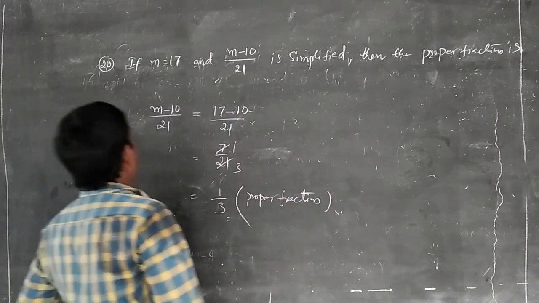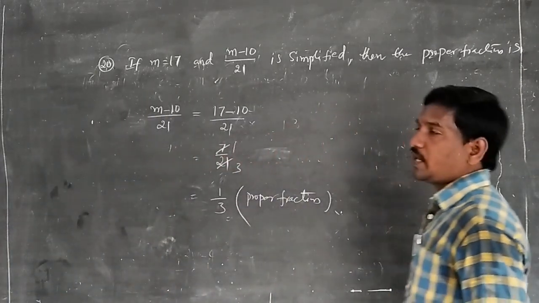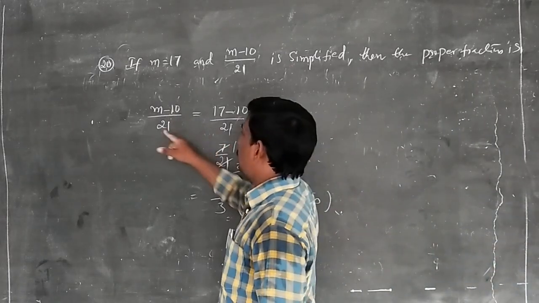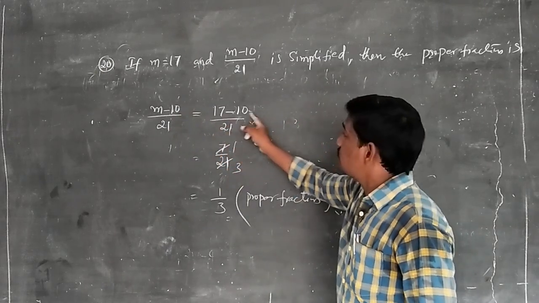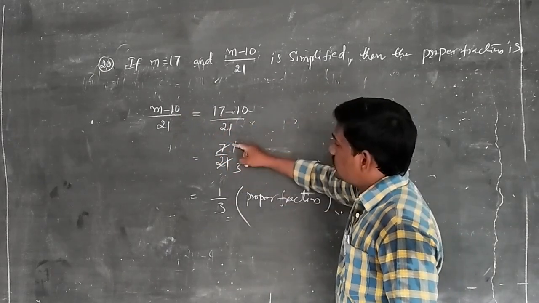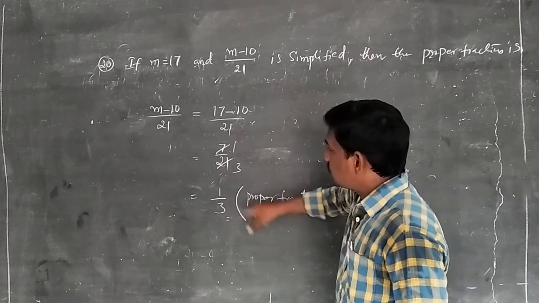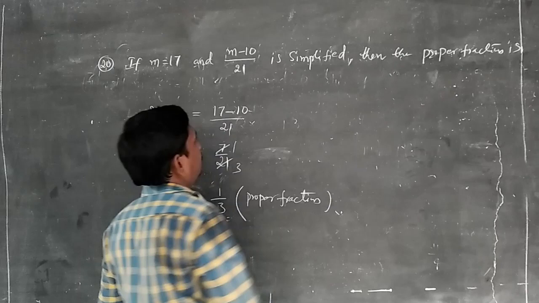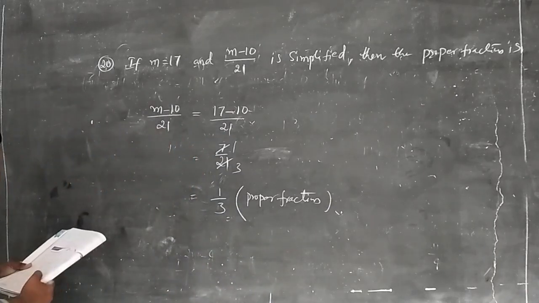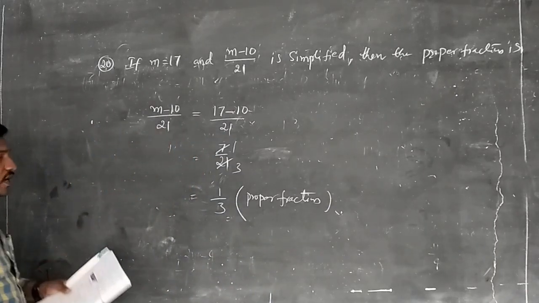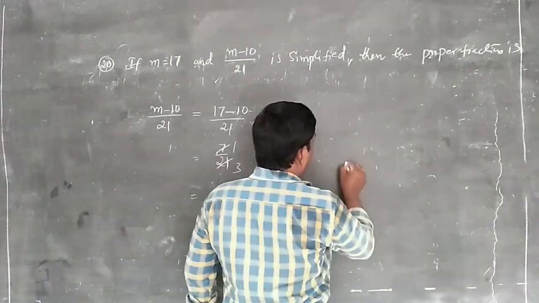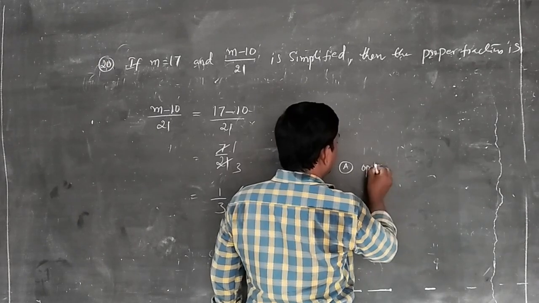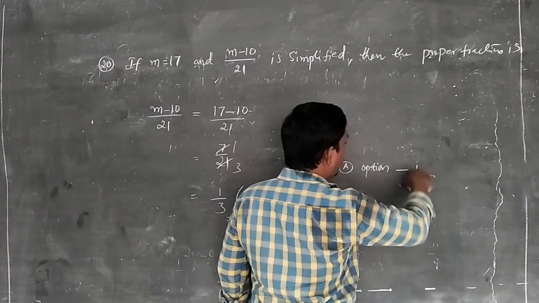So what is the problem? If m equal to 17 and m minus 10 by 21 is simplified, then the proper fraction is m minus 10 by 21. m means 17. 17 minus 10 by 21. 17 minus 10, 7 by 21. So again cancel, 7 table 1 time and 21 3 times. 1 by 3. 1 by 3 is a proper fraction. Option 1.